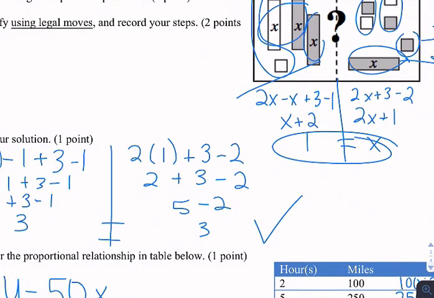and I then do the same thing for mat B. I replace my x with the 1. 2 times 1 plus 3 minus 2. When I do all of my simplifications, I'm using order of operations and I'm going from left to right, I get positive 3. And 3 equals 3, so I know that my solution is correct.